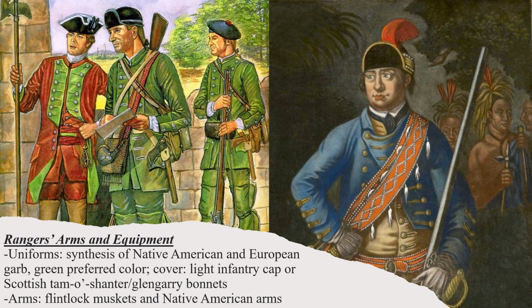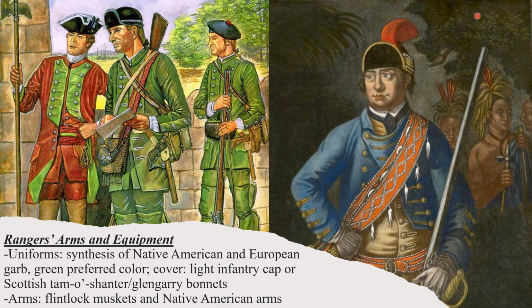When it came to the arms and equipment of the Rangers, they used a mixture of European and Native American equipment. Their uniforms were a synthesis of European and Native American clothing. They often wore moccasins on their feet because they were much lighter and more comfortable than the shoes worn by Europeans. They wore jackets often made of green fabric. These would, of course, provide better camouflage than other colors.